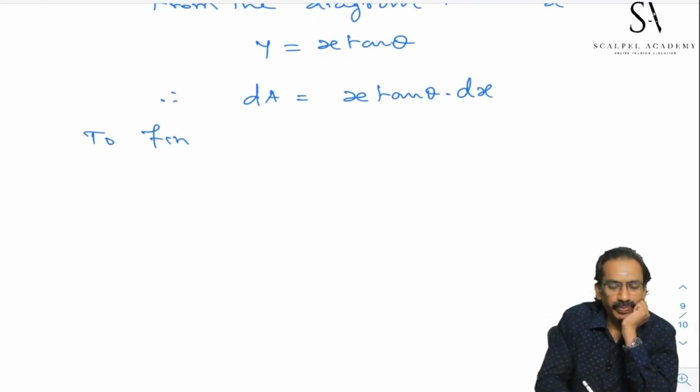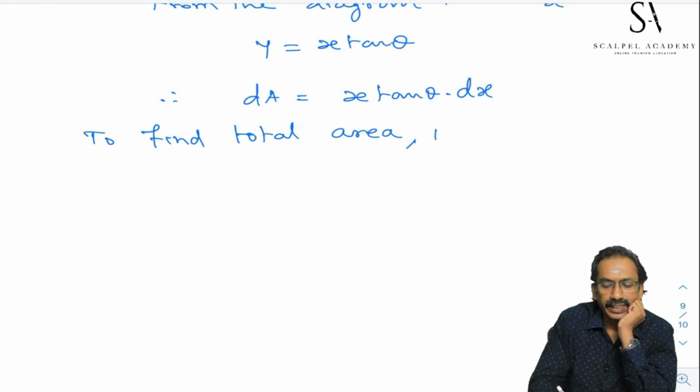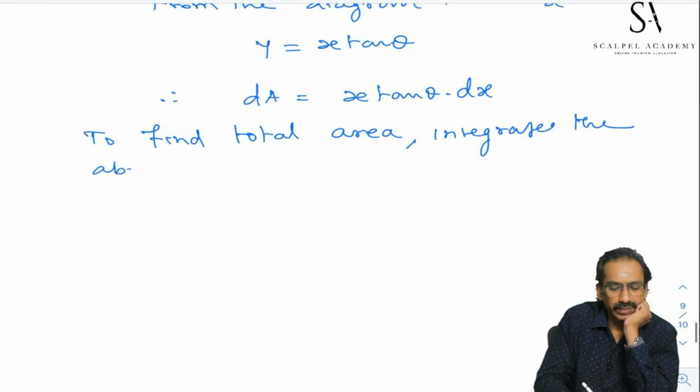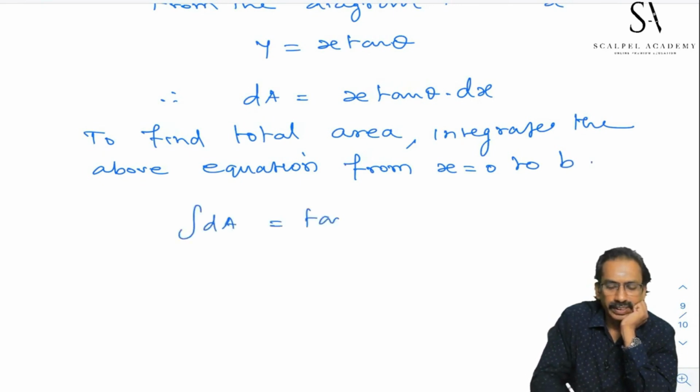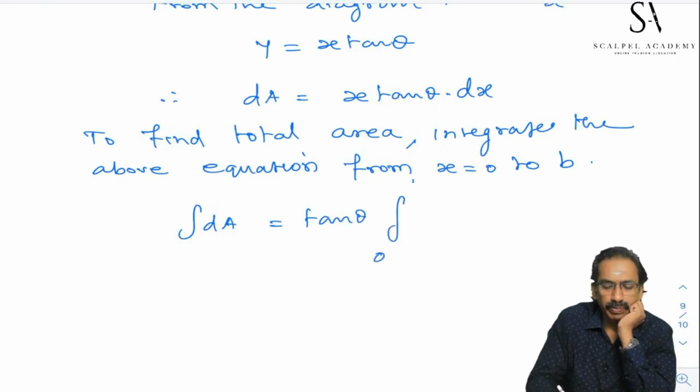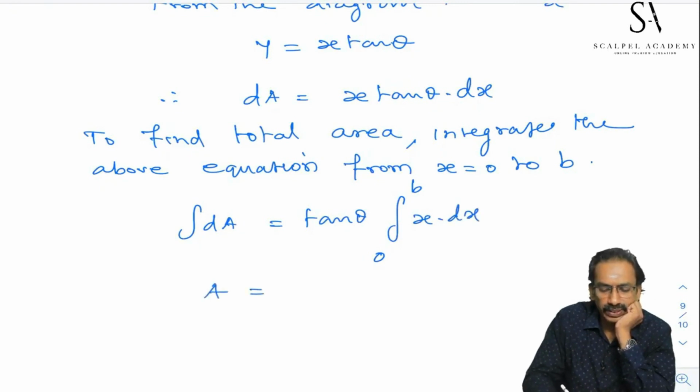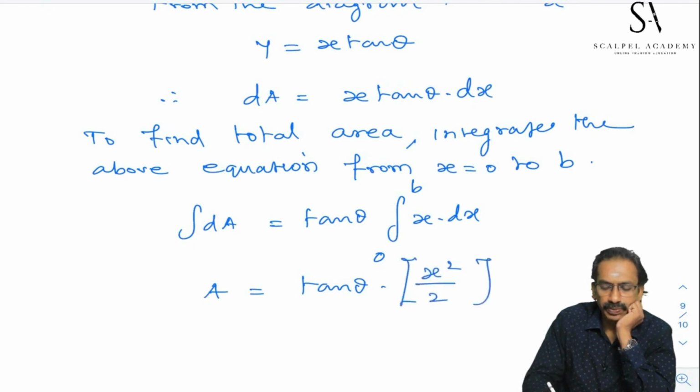To find the total area, integrate the above equation from x equal to 0 to b. Integral dA is equal to tan theta, integral from 0 to b of x dx. Total area is equal to tan theta times x squared by 2, from 0 to b.